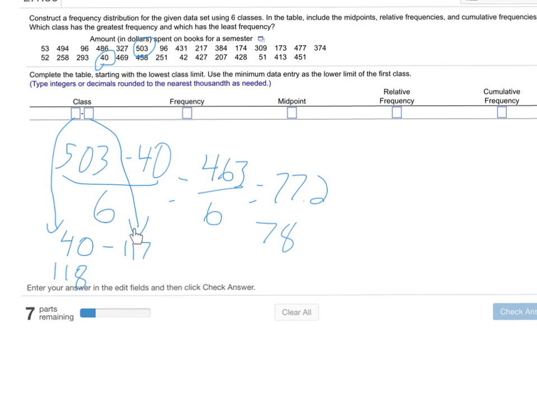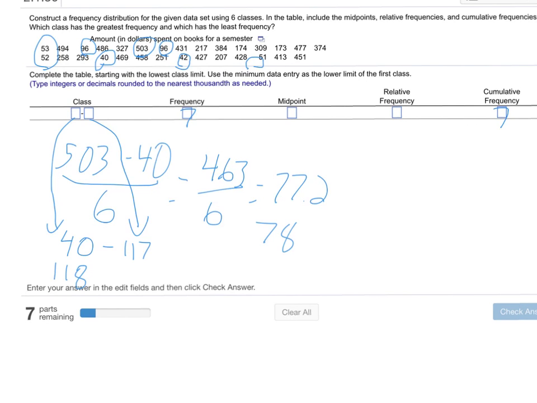Okay, the frequency: you want to count how many of these are between 40 and 117. So if I come up here and circle these, that one, of course, we already found. There's another one, there's another one, there's another one. How many is that? 2, 3, 4, 5, 6, 7. And so the frequency will be 7. And the cumulative frequency, of course, is 7. However many are in the next class, you'll add that to 7.